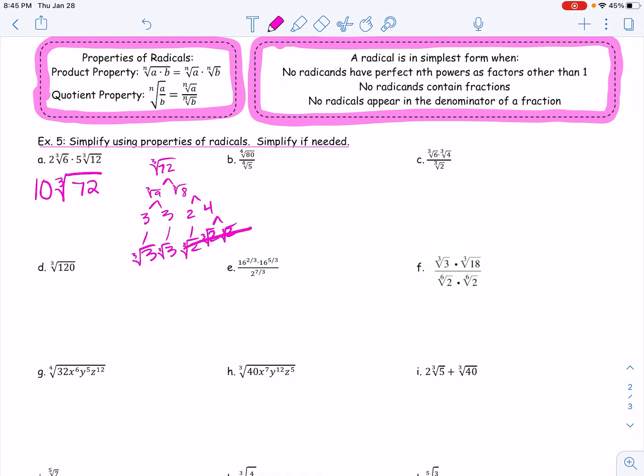Boom. That means I have a 2 times a cubic root of 3 times a cubic root of 3, which is 2 cubic root of 9. So I have 10 times 2 cubic root of 9, which means I have 20 cubic root of 9.